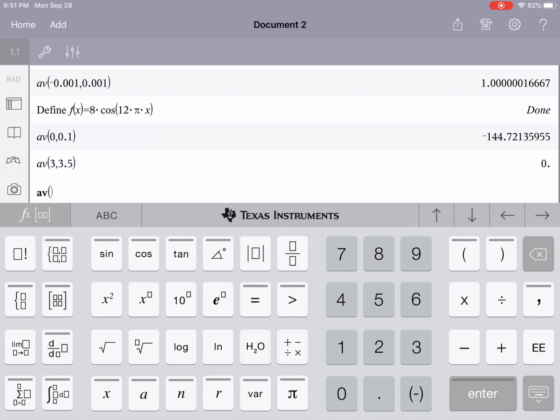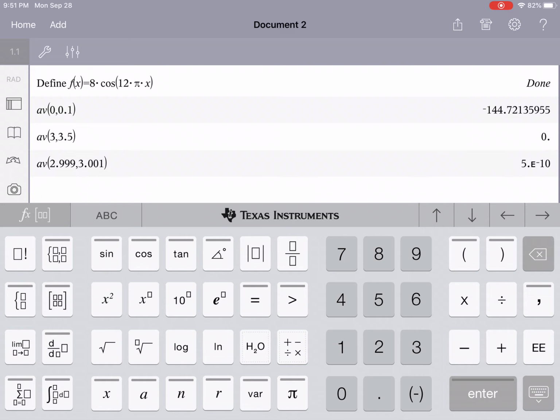And let's see, instead of starting at a 3, we were now at 2.999. And instead of ending at 3, we're at 3.001. Okay, and let's hit enter. Interesting. That gives us 5 times 10 to the negative 10th power.